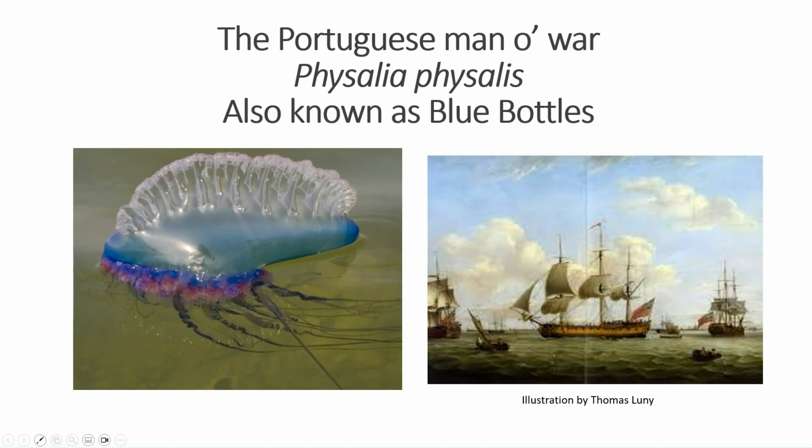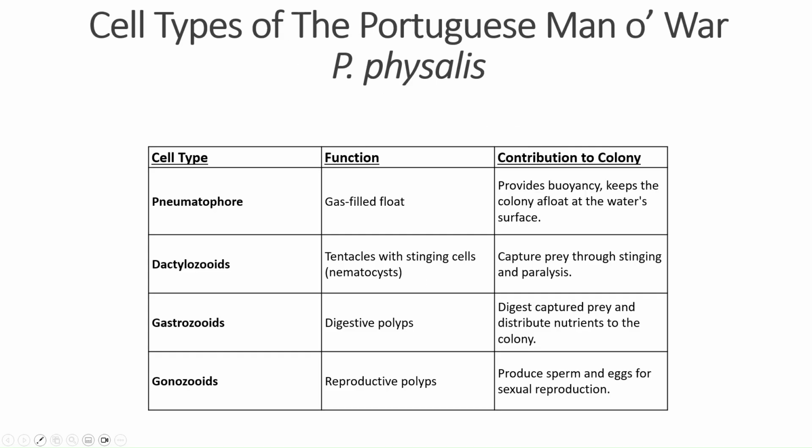The most visible part is the gas-filled float on top. This is known as a pneumatophore. The structure acts like a buoy and keeps the colony at the surface of the water. Hanging down from the float are long tentacles and other specialized zooids that perform different functions for the colony.